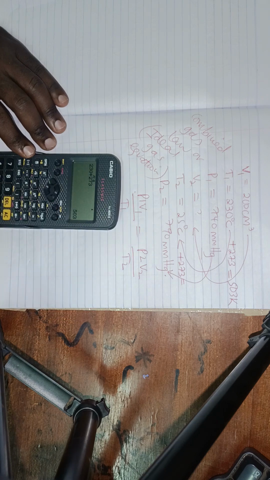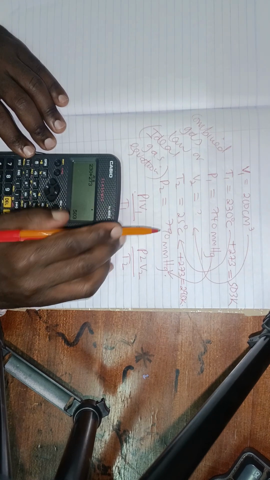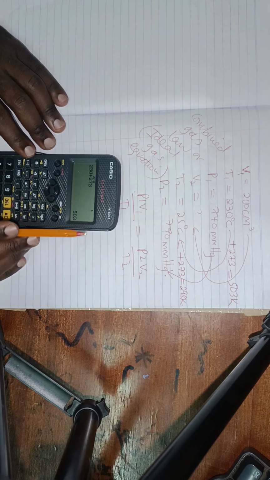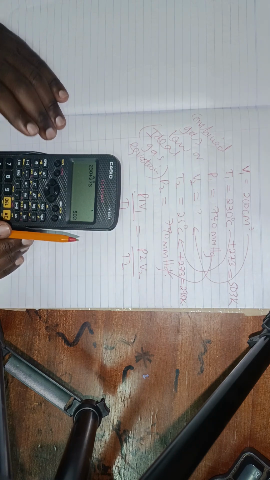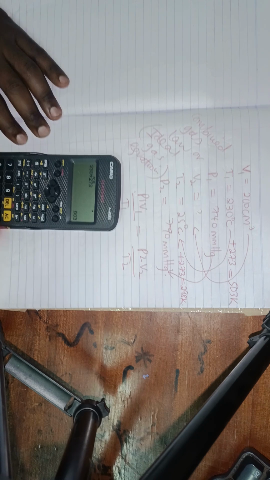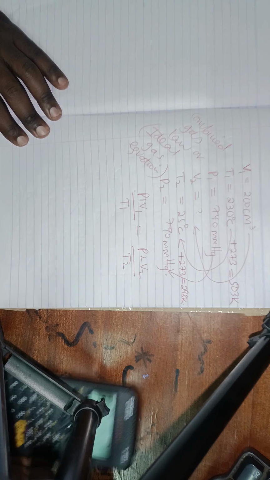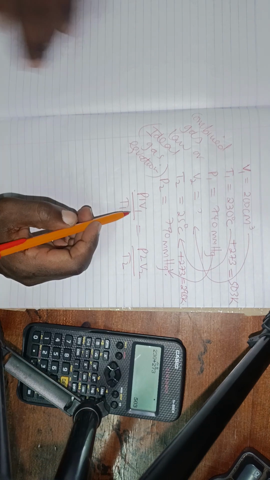Then 25 plus 273 gives us 298. And of course, 25 degrees Celsius is what we call room temperature. Room temperature and pressure has conditions of 25 degrees Celsius and 1 atmosphere as pressure, or 760 millimeters of mercury. So we've changed the temperatures from degrees Celsius to Kelvin, and we shall proceed to use this formula.